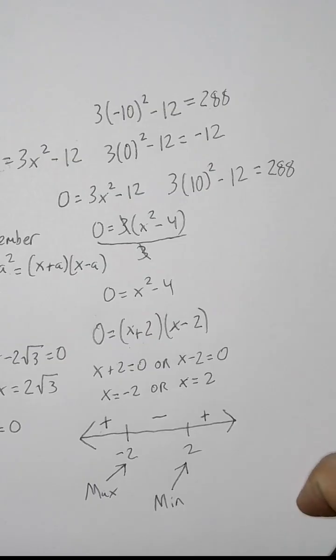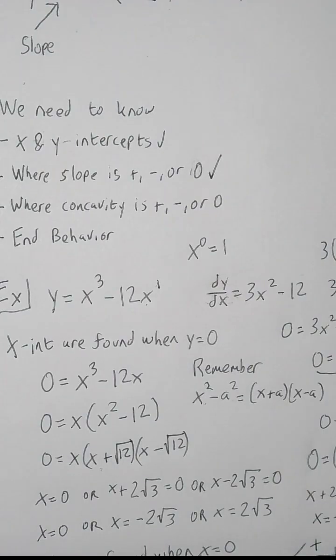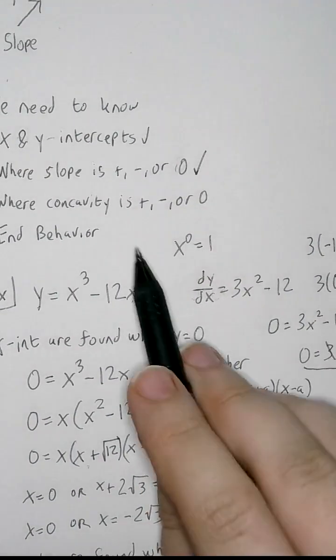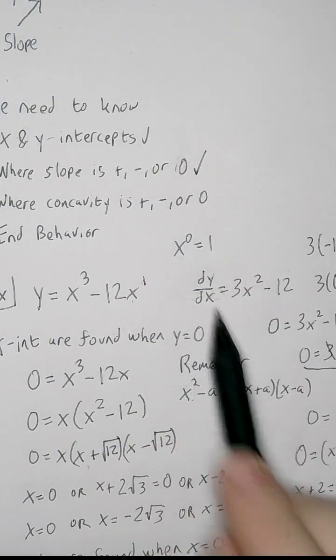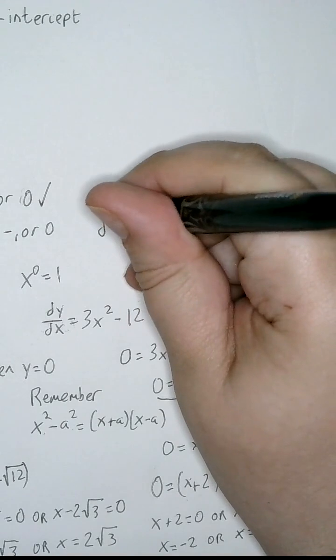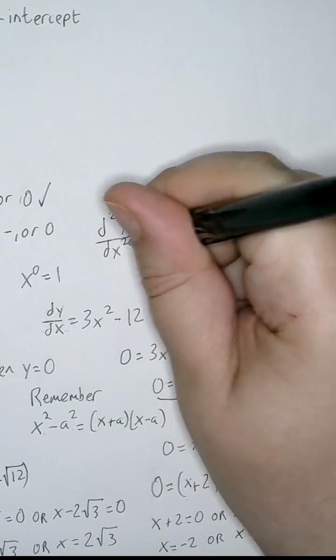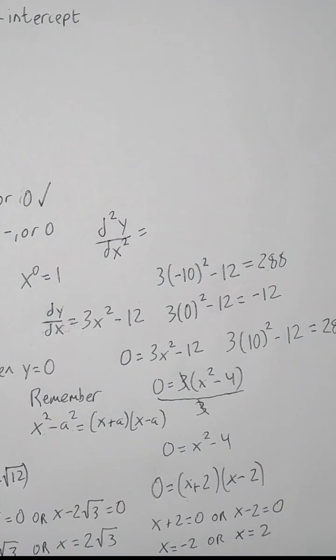So, now we have found where our slope is positive, negative, or 0. So I'm going to put a check mark right there. Now, I need to find out where the concavity is positive, negative, or 0. So in order to do that, I have to take the derivative of my derivative. Go ahead and take the derivative of 3x squared minus 12. What would that give me? Accurate says 6x. Imperfect says 6x.